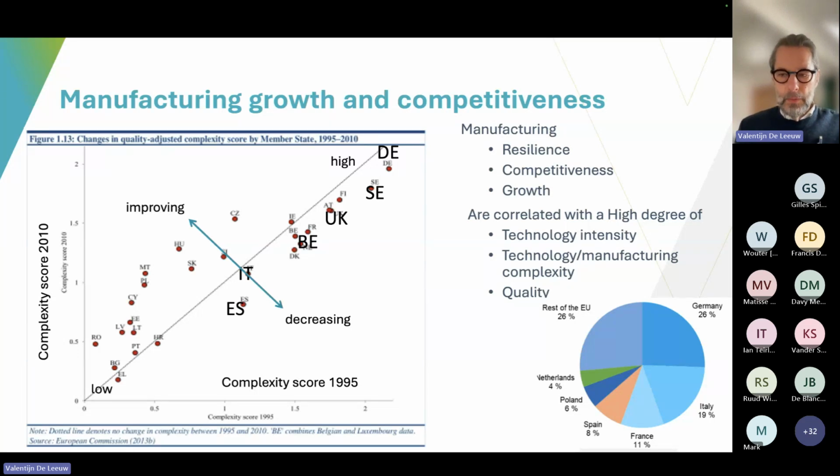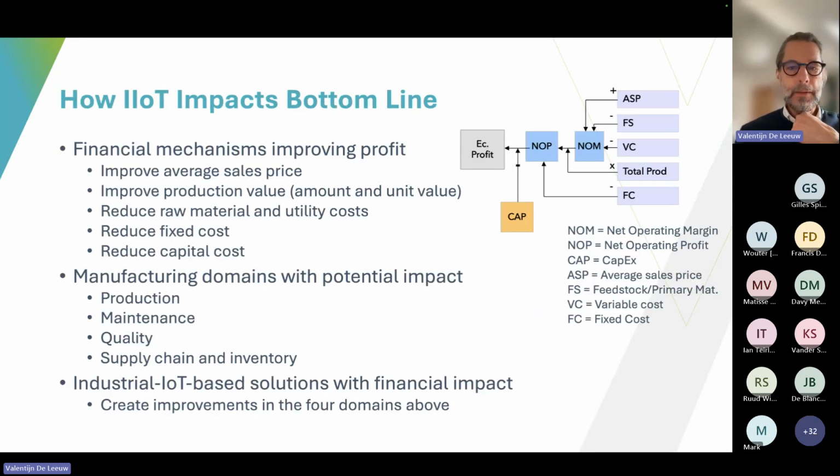And you can see on the right bottom side what the effect of that is. You see that the Germans are very good at this, and you see that they have more than a quarter of the total industrial production of Europe. And that's not a coincidence. That is because of their technology content. So they show the example, and industrial IoT can help us increase the technology content and technology complexity of our manufacturing.